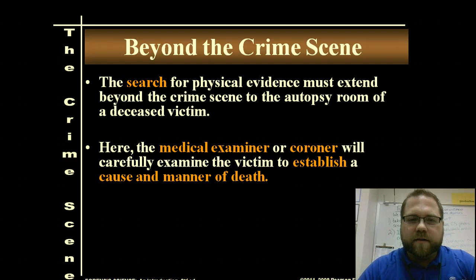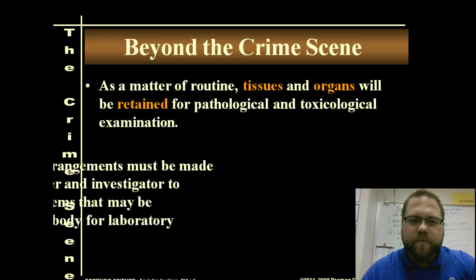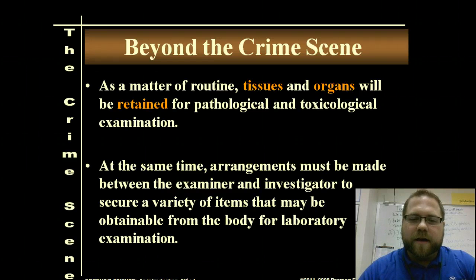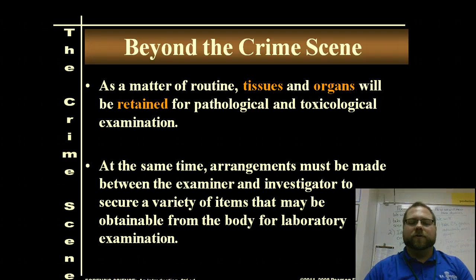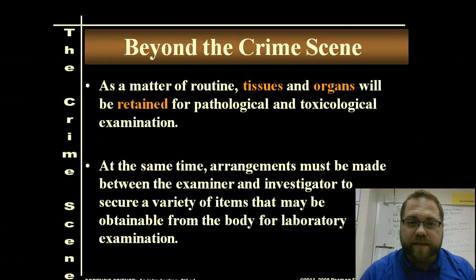And so here you have the medical examiner and the coroner. They're the ones who help establish the cause and the manner of death. Okay, they're very, very important in figuring that out. So how do they do that? Generally, tissues and organs are retained, and they then use a pathological and toxicological examination. Pathological meaning that they determine the cause of death, toxicology determining if there was anything in there that was drugs or poisons or anything that would have led to that death.